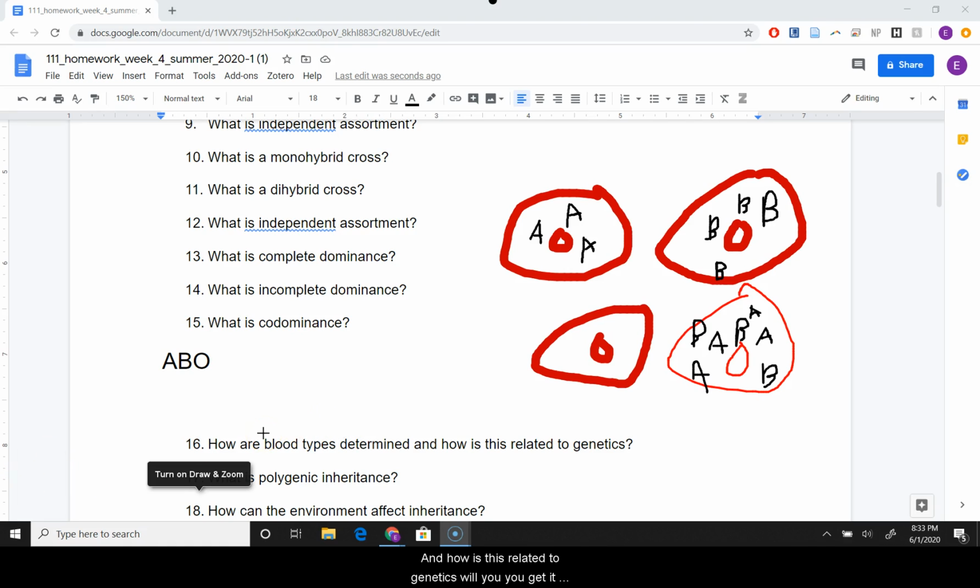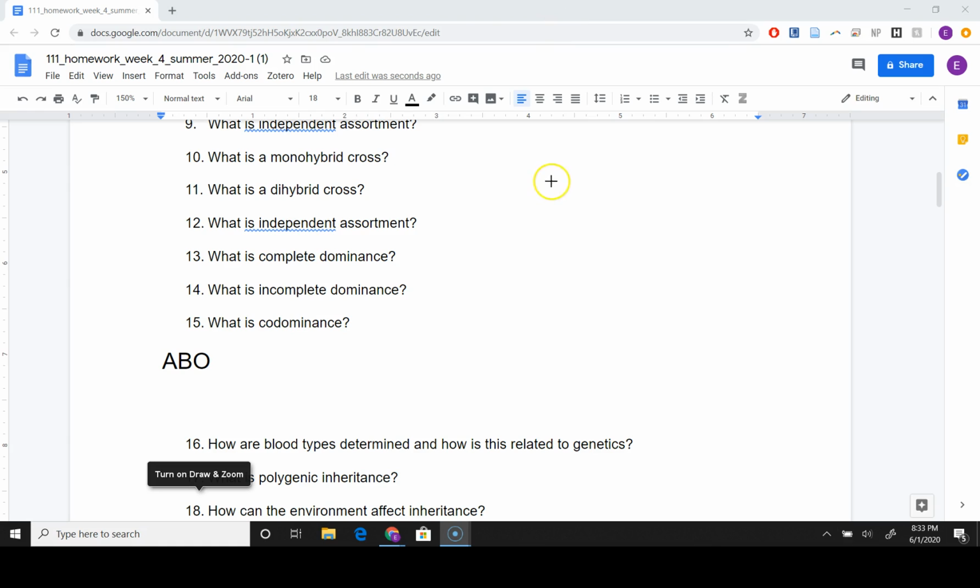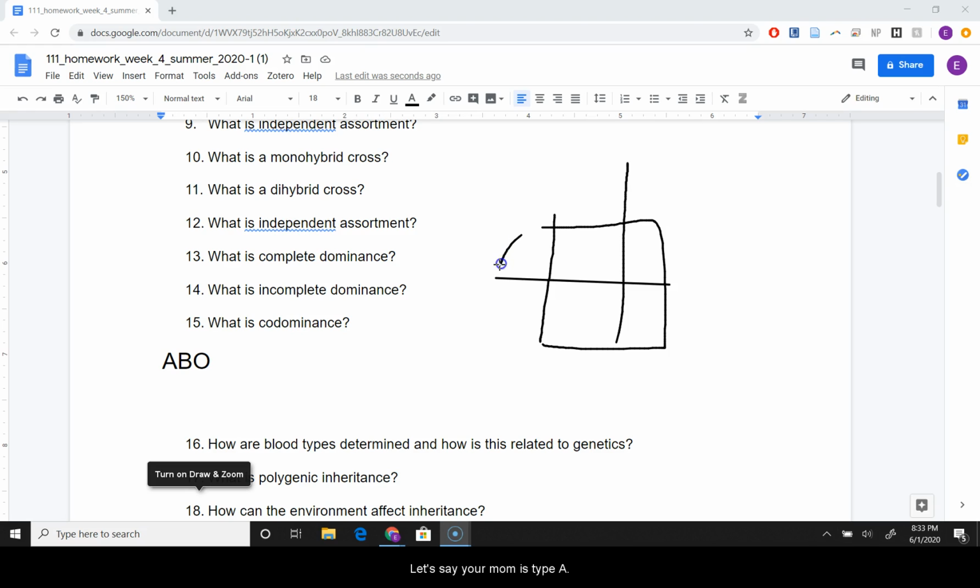And how is this related to genetics? Well, you get it from your parents. In fact, let me do a Punnett square of this, drawing on the screen itself, which is easier. Let's say your mom is type A. So what can her other allele be? She could have another A, or she could potentially have an O.